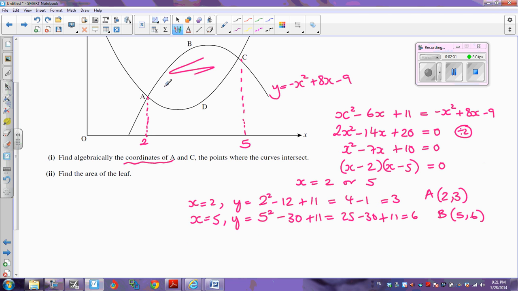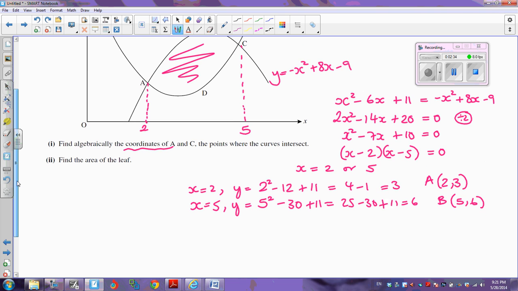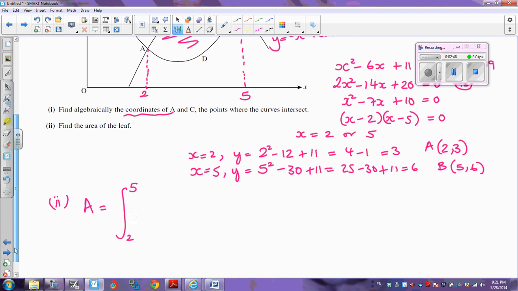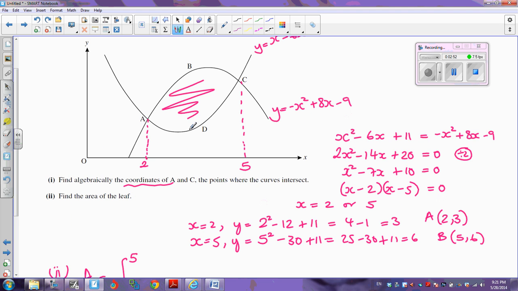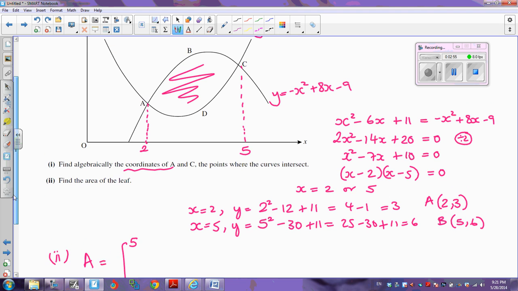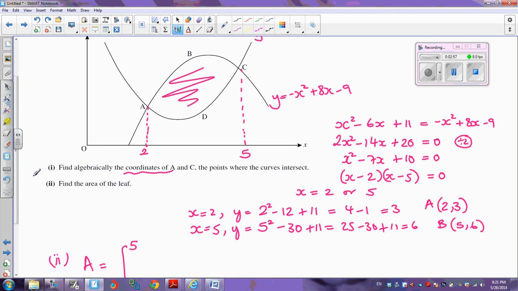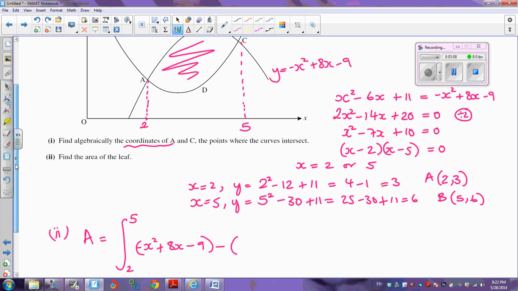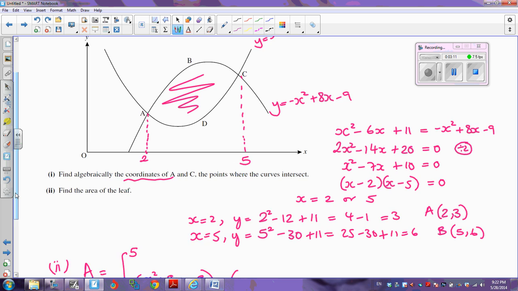Okay, we're now asked to find this area here, the area of the leaf, which is the area between the two curves. And I'm going to do that by integrating. And basically, I can integrate from 2 to 5, so these two different x values, and I can do the upper curve, so it's the area under the upper curve, take away the area under the lower curve, and it's easiest to do that by actually doing the upper curve, well that's minus x squared plus 8x minus 9, take away the lower curve, well that's going to be the x squared minus 6x plus 11.